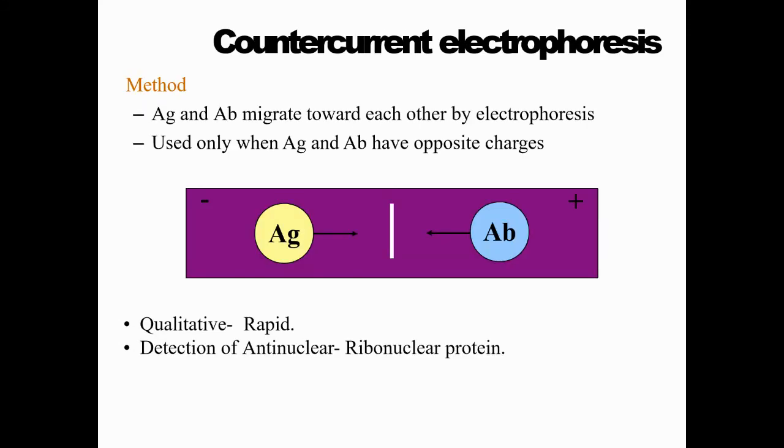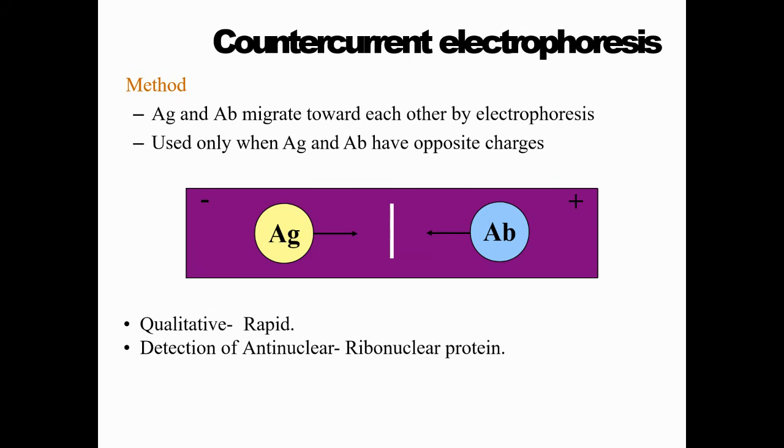And then countercurrent electrophoresis. So what is countercurrent electrophoresis? In that we use antigen and antibody, which migrate towards each other by electrophoresis. This is used only when antigen and antibody have opposite charges. If both of them have the same charge, they will repel each other, and the reaction will collapse.